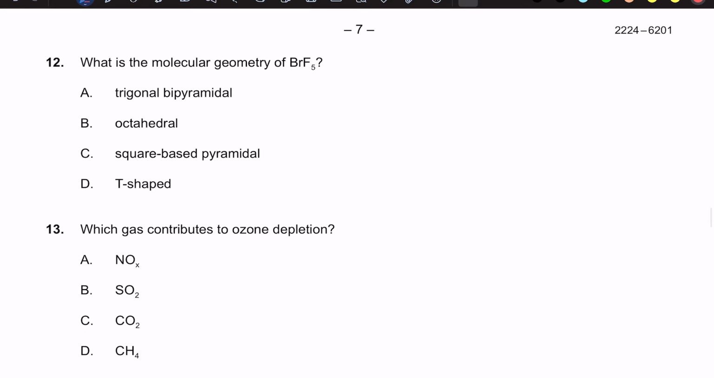Now moving to the next question. What is the molecular geometry of BrF5? Again, we can use our formula. Number of electron pairs around Br will be half the number of valence electrons. The number of valence electrons of Br is 7. There are no negative charges, no positive charges, but there are 5 monovalent fluorine atoms attached. So this will be 5. So 7 plus 5 is 12. 12 divided by 2 is 6.